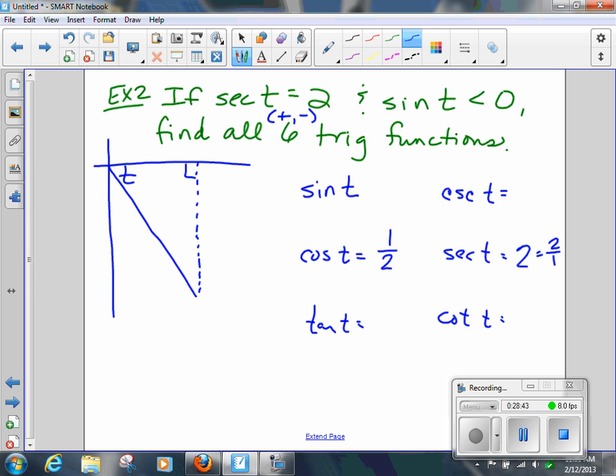Now what? What do I do now? I know that my cosine is 1/2. Will that help me? How do you know? SOH CAH TOA: cosine is adjacent over hypotenuse, right? And the adjacent is, you said, along the x-axis. You're right, that's 1. I'm going to make that red. And the hypotenuse, of course, is the diagonal, which is 2.